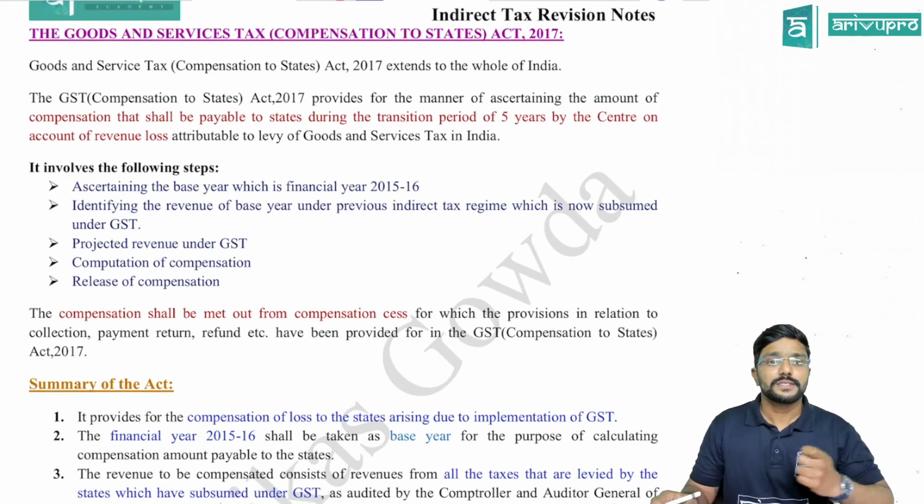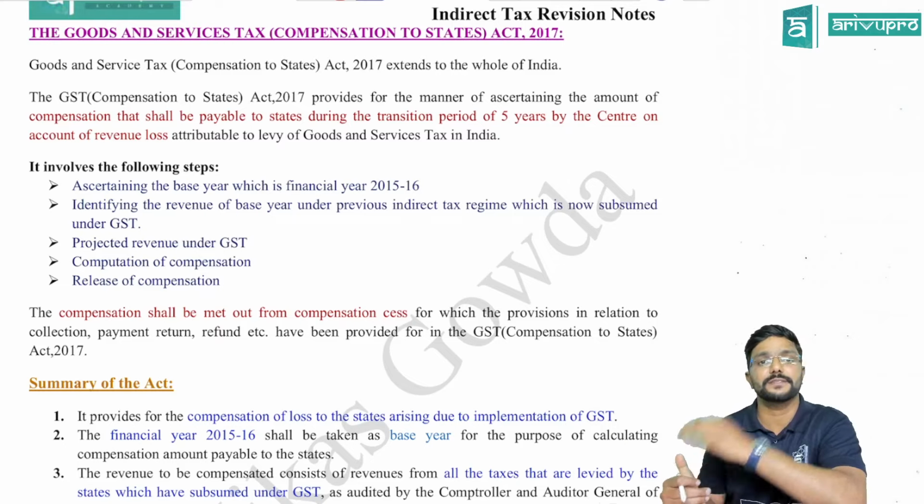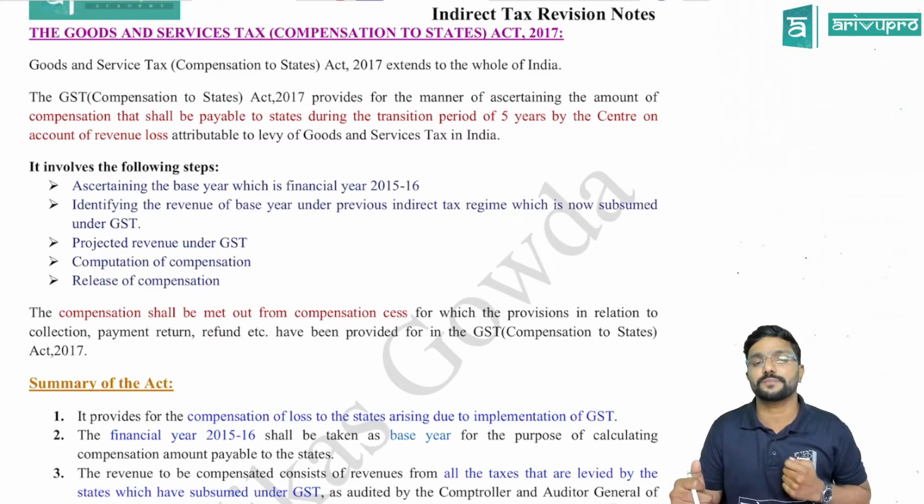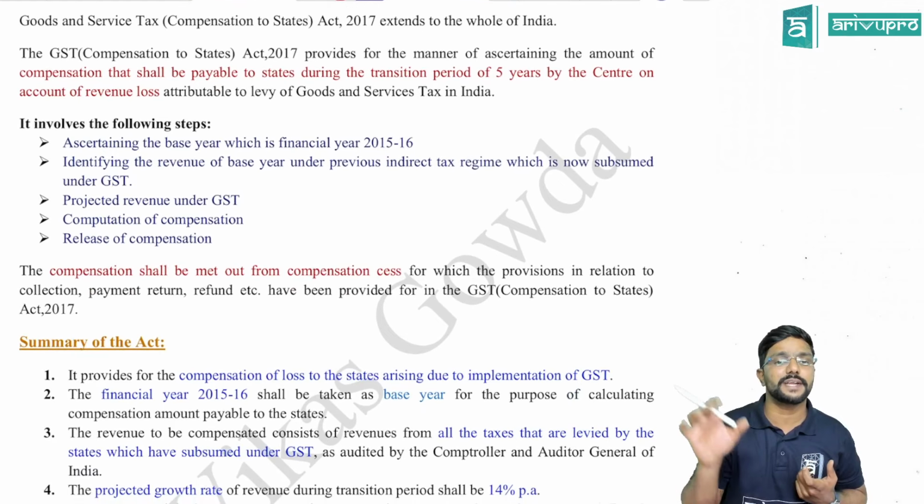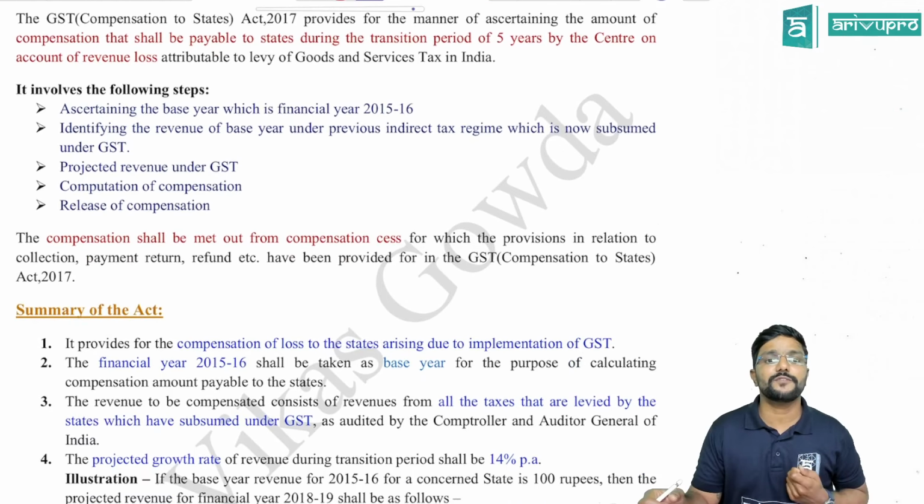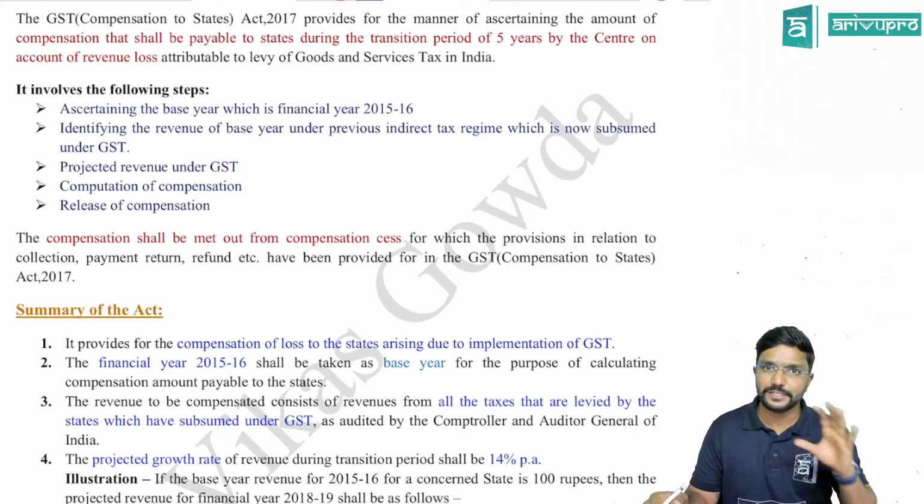Then the GST Compensation to States Act 2017 provides for the manner of ascertaining the amount of compensation that shall be payable to states during the transition period of 5 years. That is, when this Compensation to States Act was passed, it was passed initially only for 5 years, but now it has been extended by the center on account of revenue loss attributable to the particular state under GST. It involves the following steps. First, ascertaining the base year, which is 15-16, which is already predetermined.